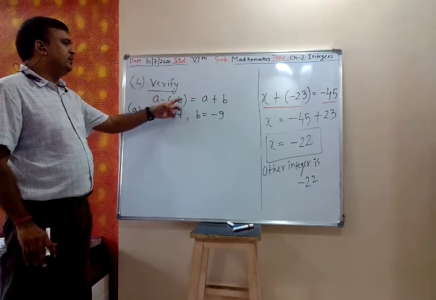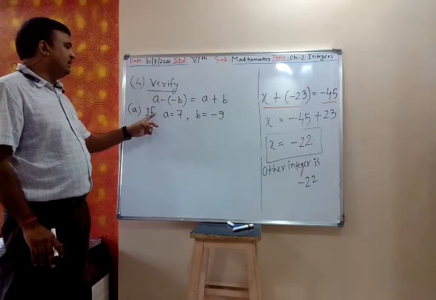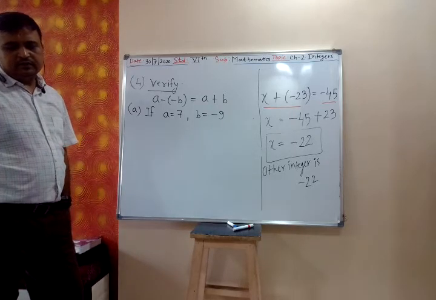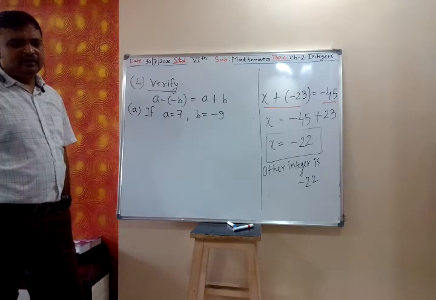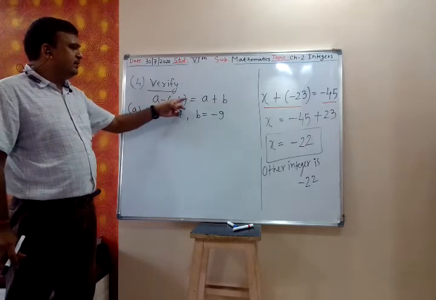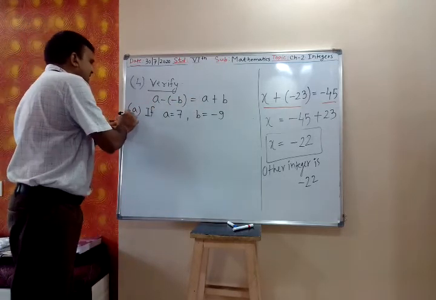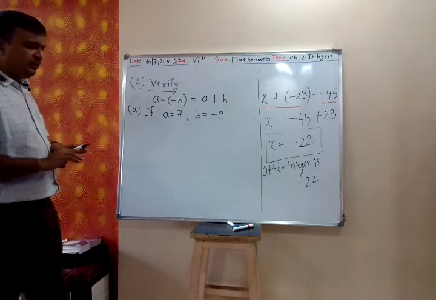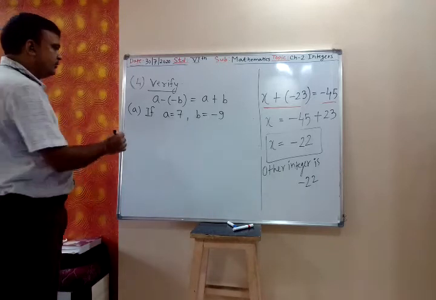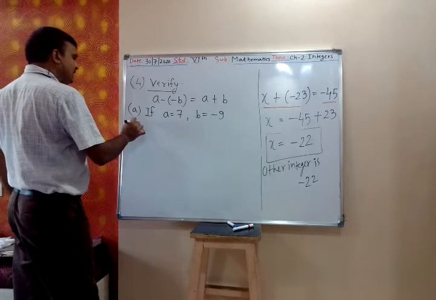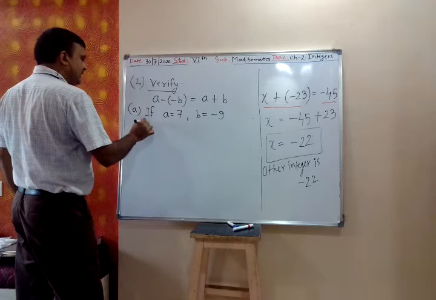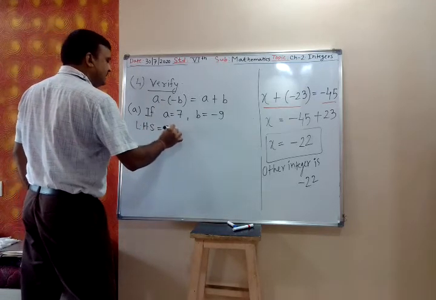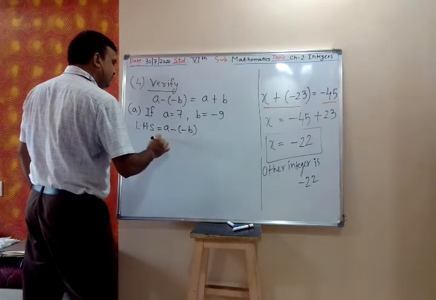A minus minus b is equal to a plus b. This is given in the question. We have to verify this. So now I will consider the left hand side, LHS. This is my left hand side, a minus minus b, and we put the values.